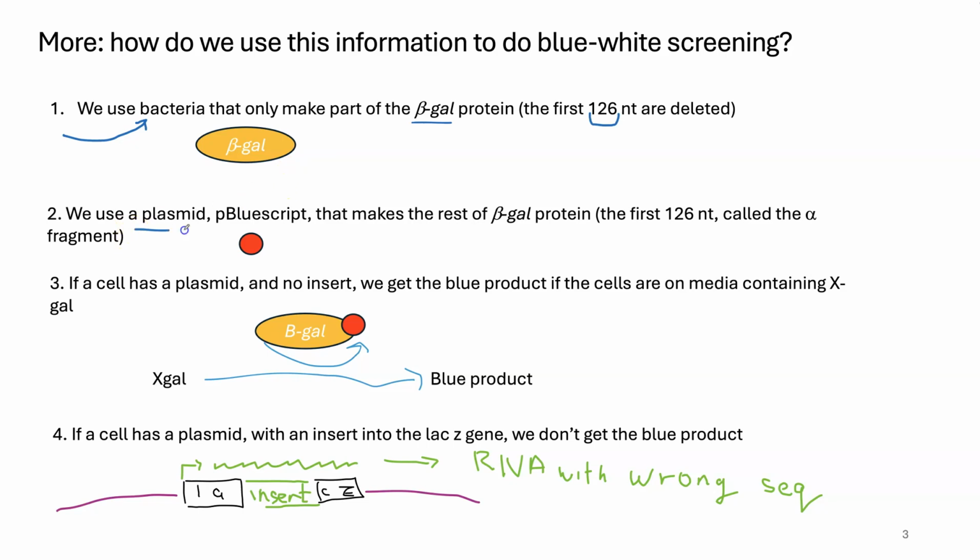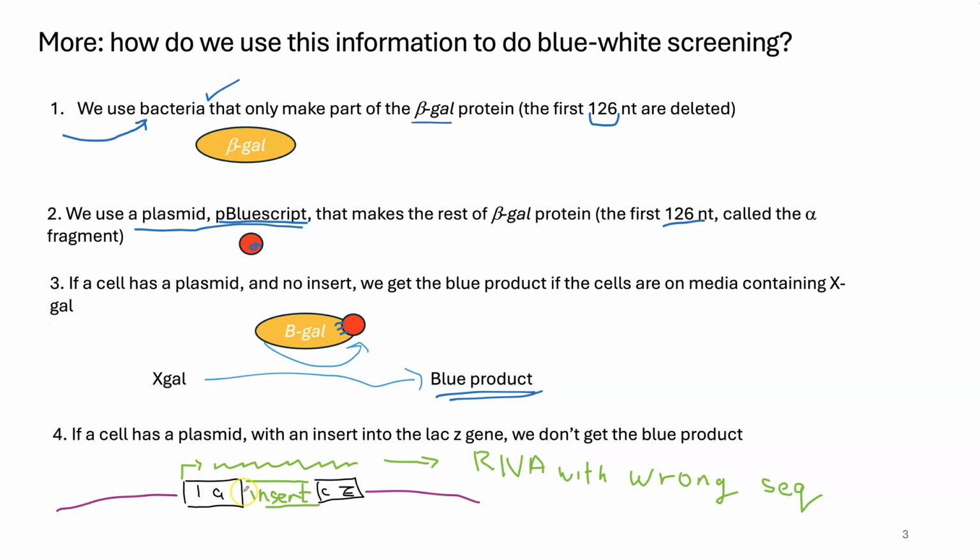And then we have a plasmid, and it's called pBluescript. There's other ones, but this was the first one, and this is the one we're using. And this one makes the other part. This makes the first 126 nucleotides, and so the protein is the first 42 amino acids, and this one is called the alpha fragment. And so if you have a cell and it's this kind of bacterium and it has this deleted gene that makes a partial protein, but we put a plasmid in there and the plasmid gives it the other piece of the protein, now these two can still bind to each other, and they will still give us this blue product. Okay, so that's if there's no insert.